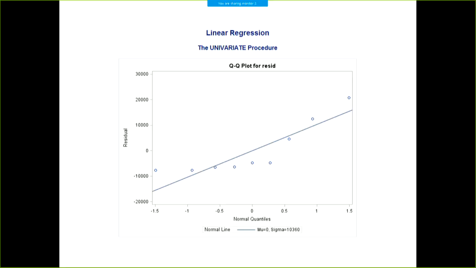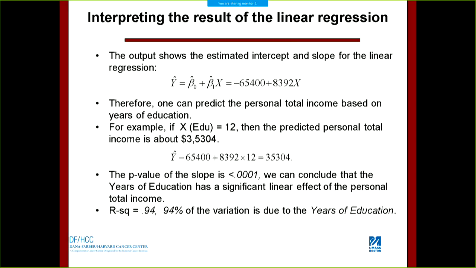According to this QQ plot, we say yes, the residual is close to the straight line, which means it follows a normal distribution. Okay, the residual does follow the normal distribution. Now, how do we interpret the results from the linear regression here?